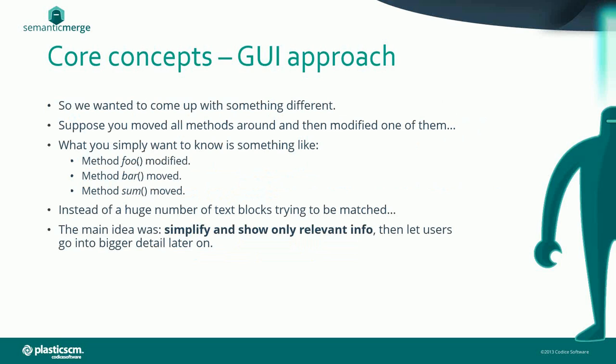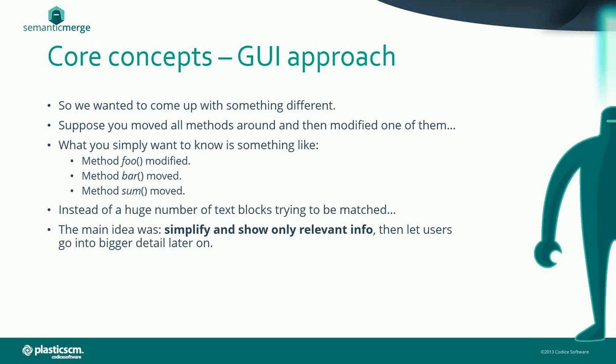Suppose you move a few methods around and then modify one of them, something like this. You have three methods, foo, bar and zoom, and you move them a little bit, and then it's a nightmare to actually figure out what happened. So the main idea behind the GUI approach was to simplify and show only the relevant information. If you move only one method and you rearrange the full file, the only information that is really relevant is that you moved the method. Of course, you'll find out later that you also moved the other stuff.